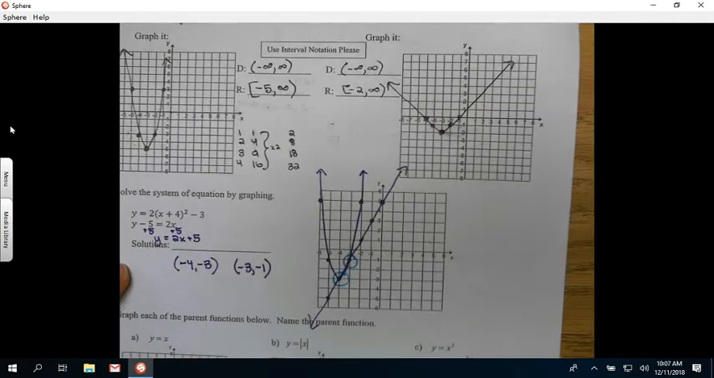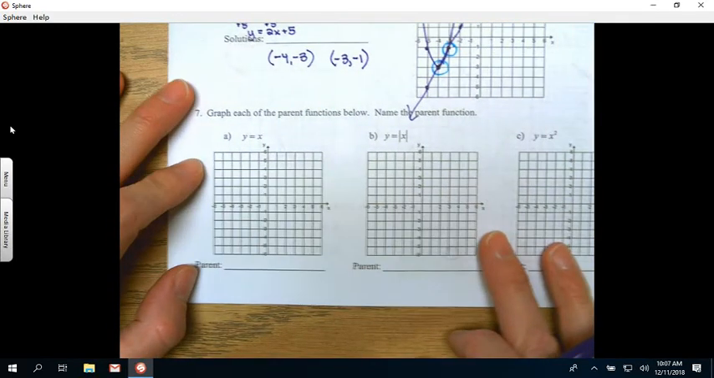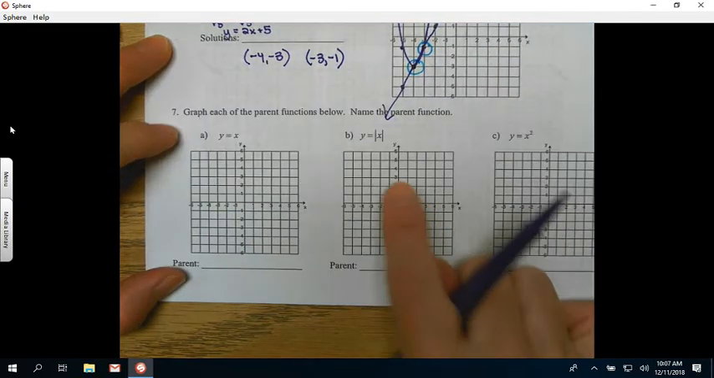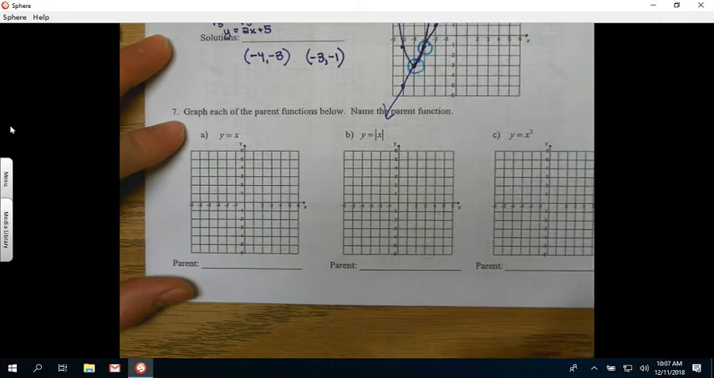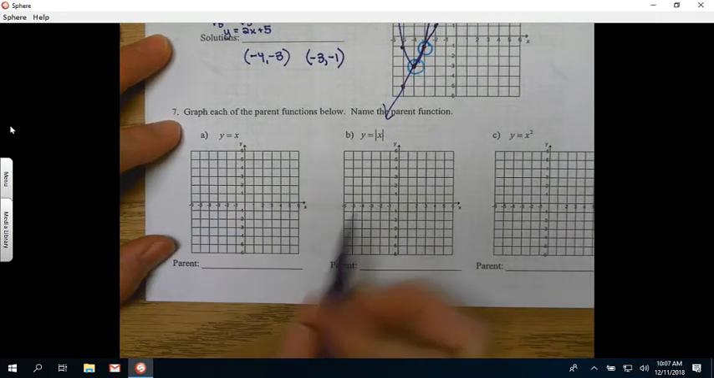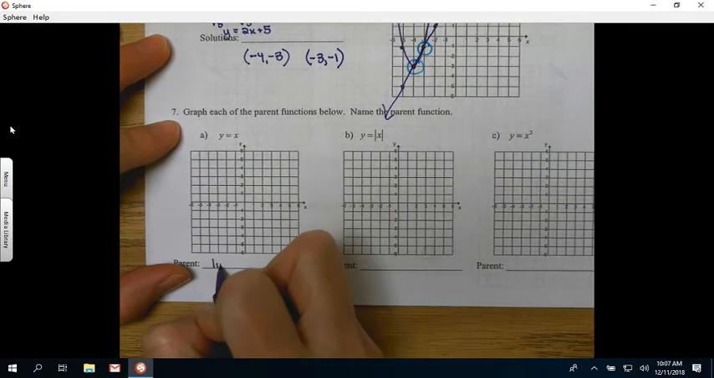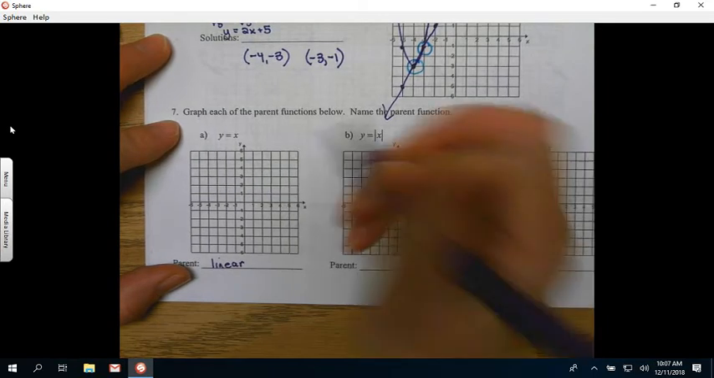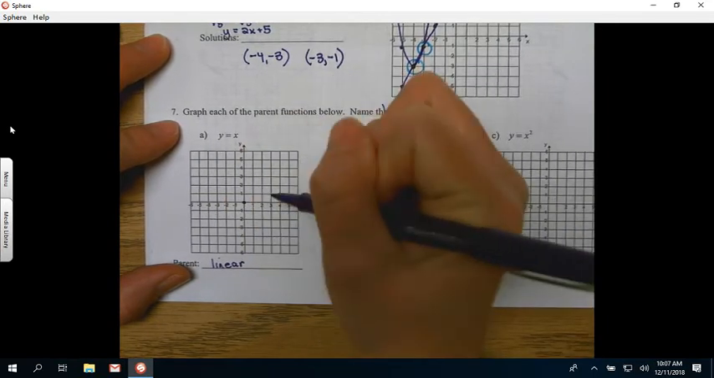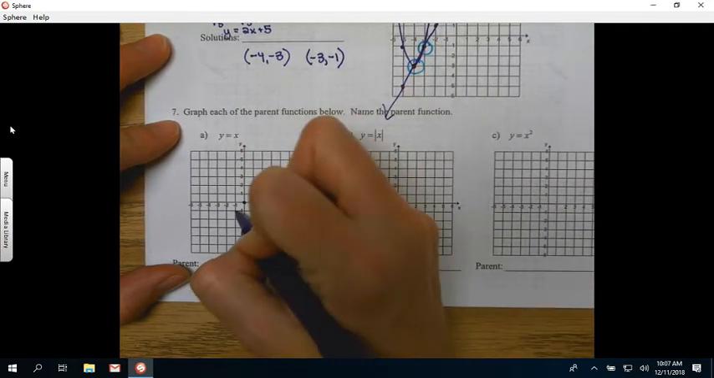All right, on number 7, we are looking at graphing our parent functions. We've already done B and C on number 4 and 5, so let's look at A. This is our linear parent function. So I know it goes through the origin and has a slope of 1.